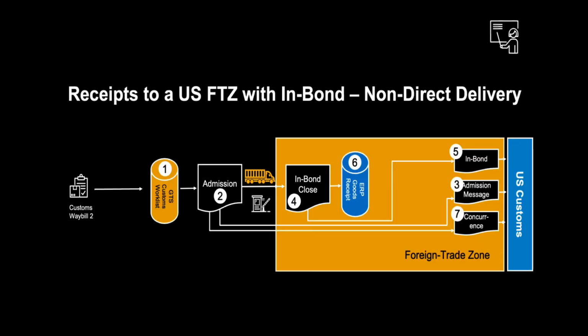This video will cover three main concepts: import, production, and export. In the first section, we will perform receipts to a US FTZ within bond, a non-direct delivery. Unlike direct delivery, which creates a PTT, a permit to transfer, we create an admission document for each receipt to the zone, in our case, only one.